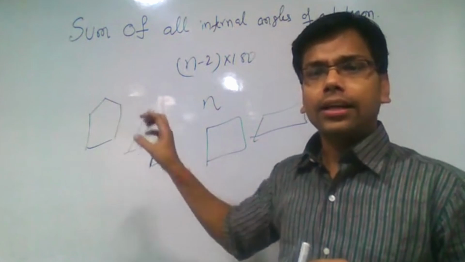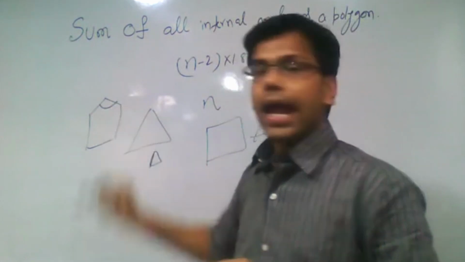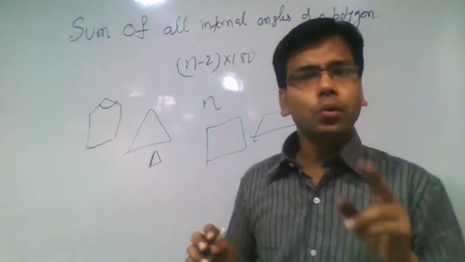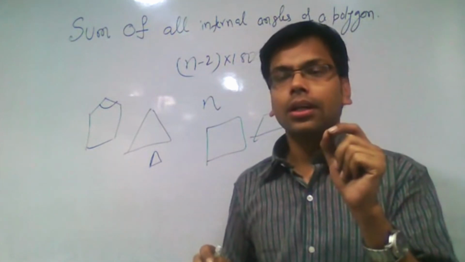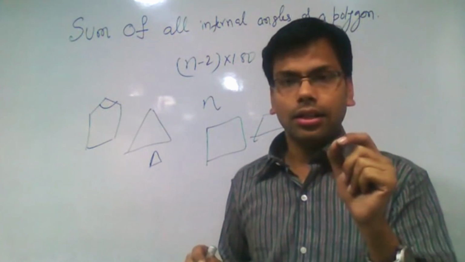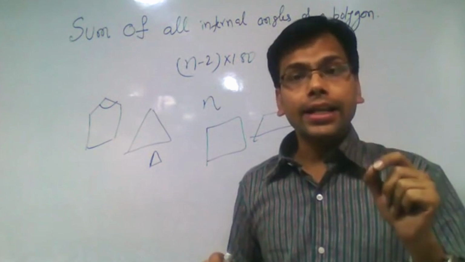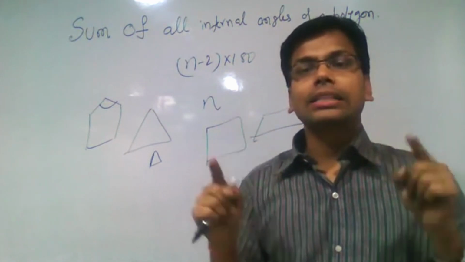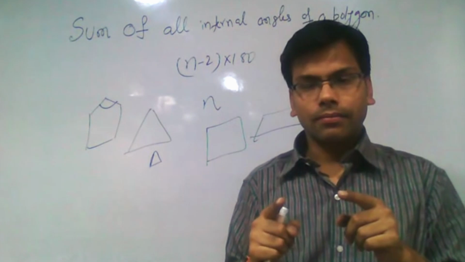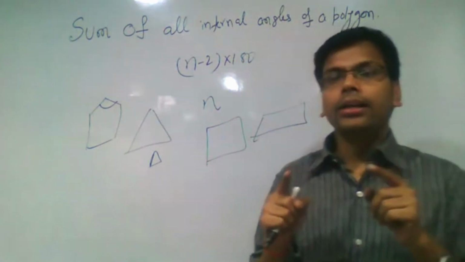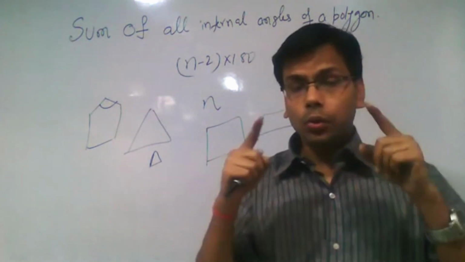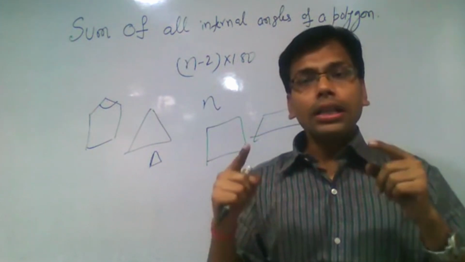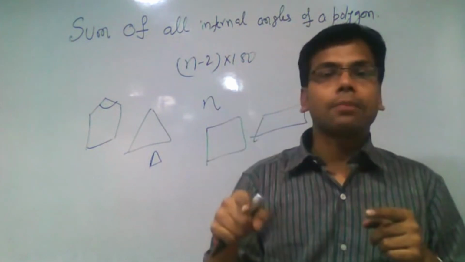What is the internal angle? Everyone says the internal angle is the angle between two sides, but please remember, this is not the internal angle. The internal angle is the summation of all angles at a vertex made by the sides and the diagonals. I am again repeating, the internal angle is not just the angle between two sides. It is the angle sum of all the sides and diagonals at that vertex.